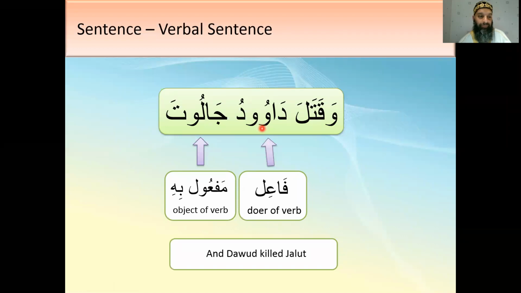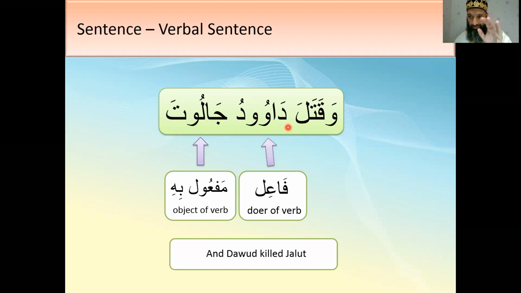Come on and say it. The doer is always marfu. Always. I don't know of an exception. Remember, the doer is always marfu. When you see a verb, you do not know who is doing that verb until you can find the marfu word that comes after it. Then you know that that marfu one did the killing, did the verb.